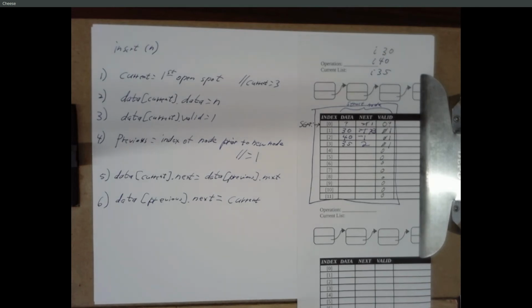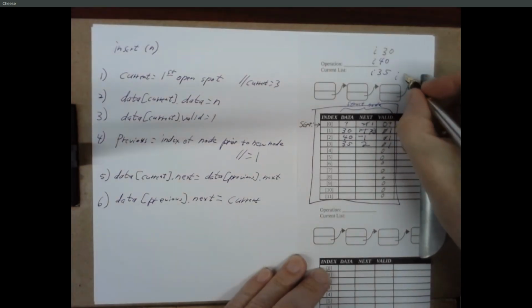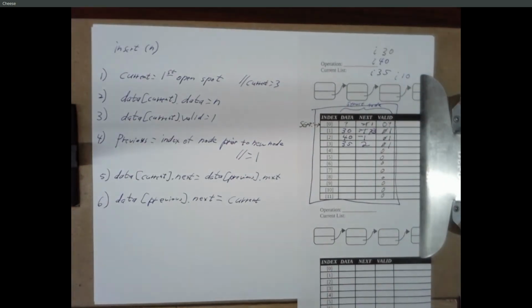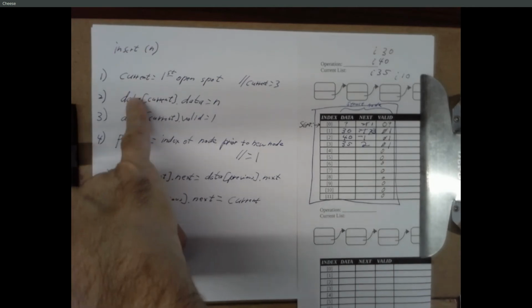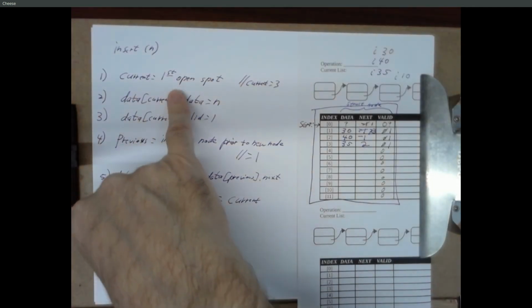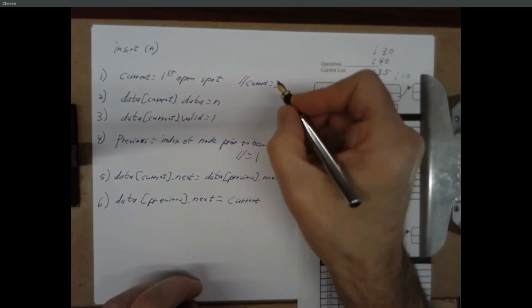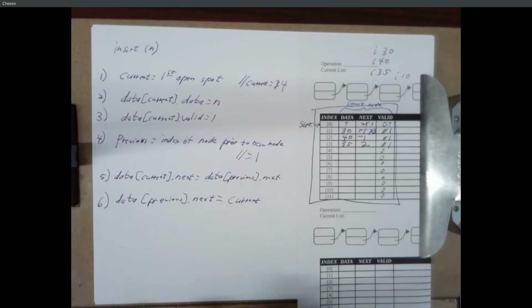So let's insert a 10, which is going to go in the beginning of the list. Let's do this by following these steps. Step 1, set current equal to the first open spot. So what should current be equal to? Current should be equal to 4.